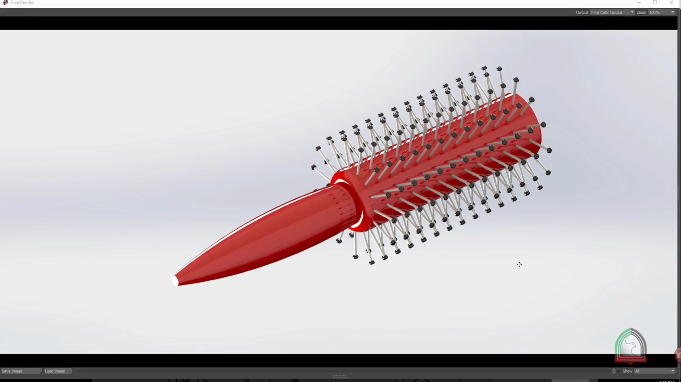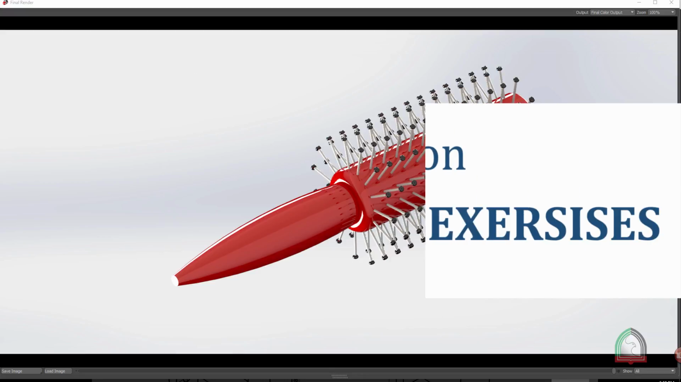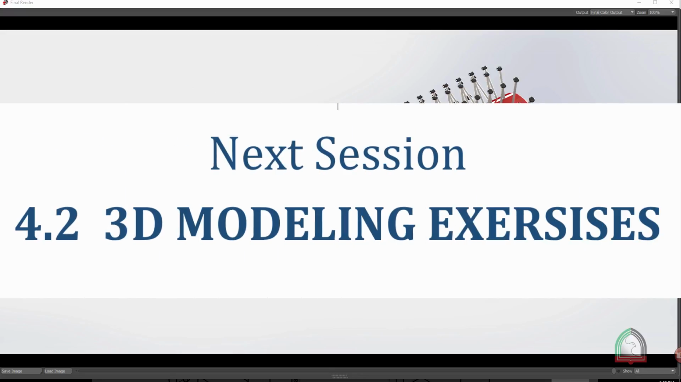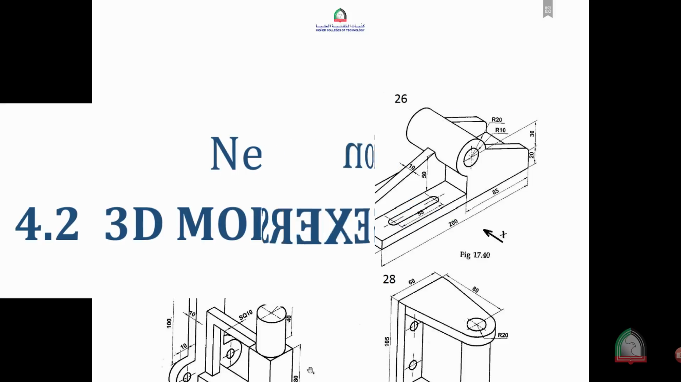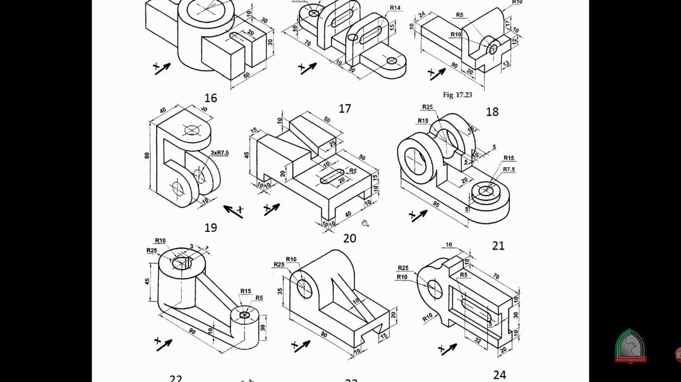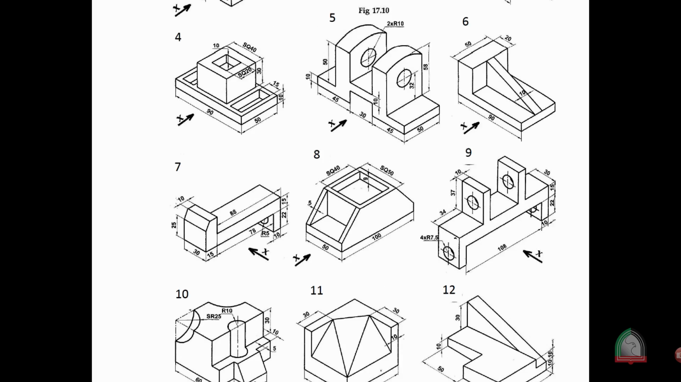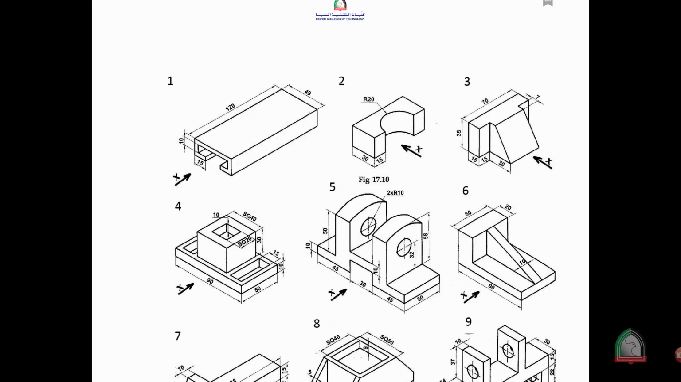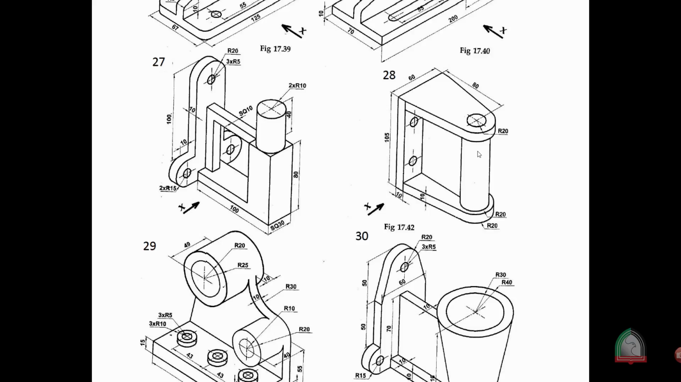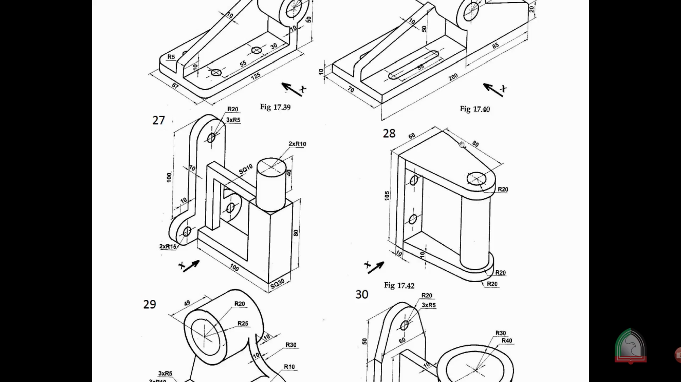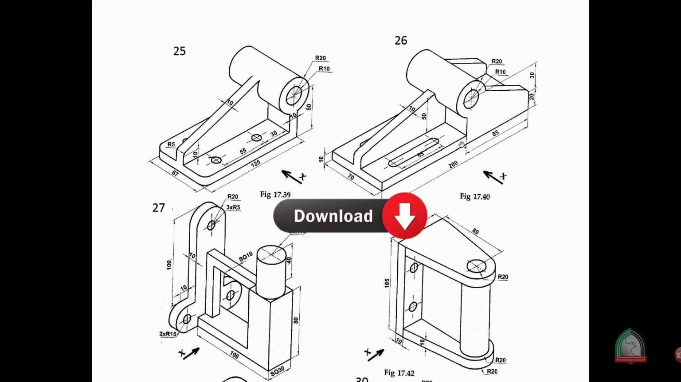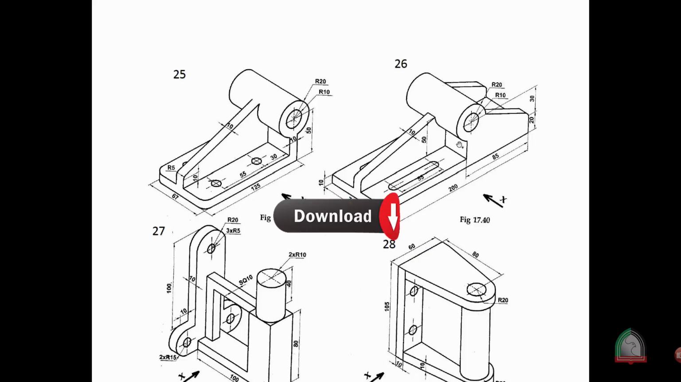So that's all about session number 4.1 of the SolidWorks tutorial series. The next session is 4.2, that is 3D exercises. In 3D exercises, we are going to discuss a set of different exercises. We have almost 30 exercises here, starting with simple figures and some complicated figures also. And this handout is available for download from the description of this YouTube video. You can directly download from the link.